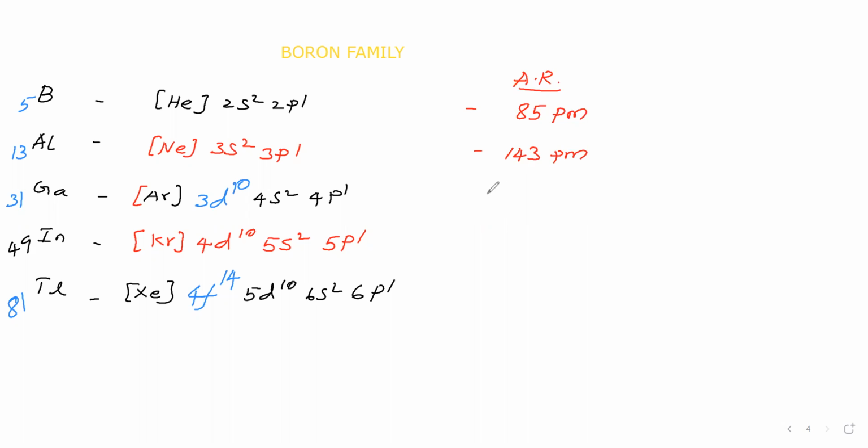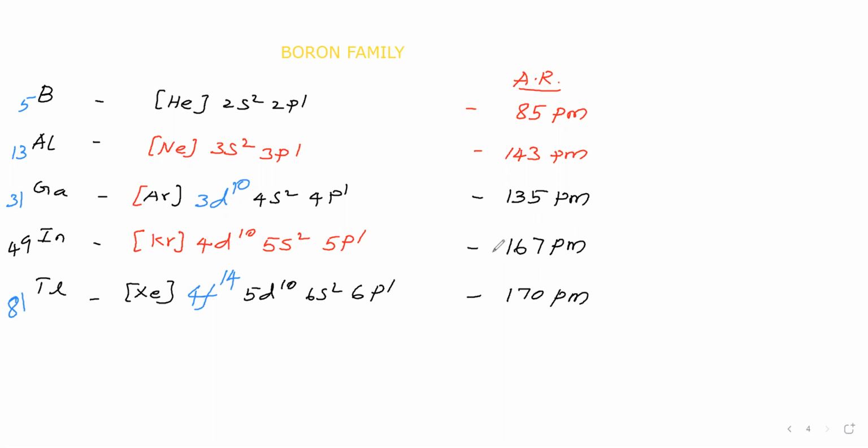Then gallium atomic radius, we will see. Gallium atomic radius is 135 picometer. Next, indium atomic radius is 167 picometer. From gallium to indium, atomic radius increases. So down the group, atomic radius increases. Then thallium atomic radius 170 picometer. So indium to thallium also atomic radius is increasing.